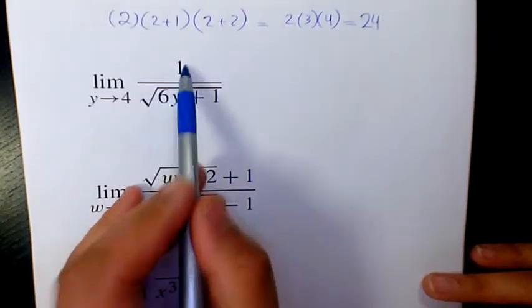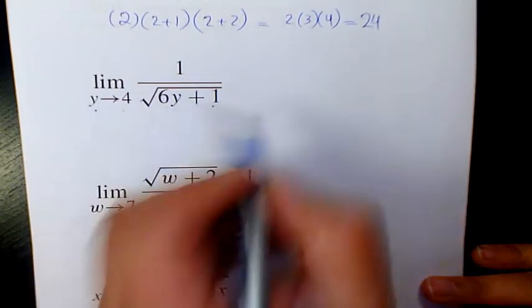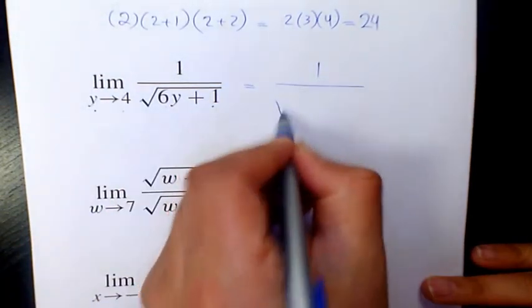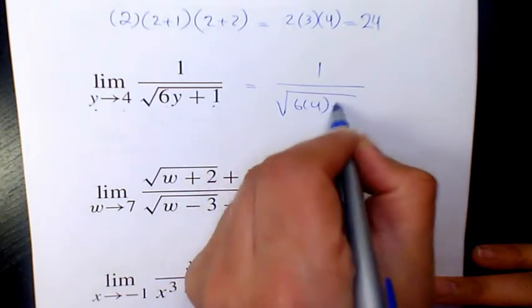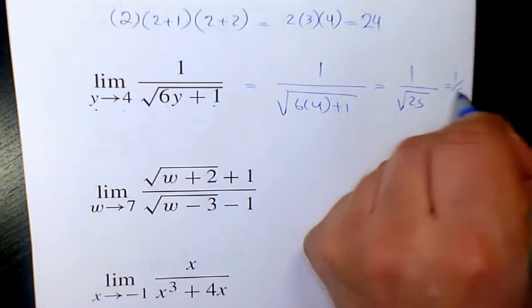Next one, limit of 1 over square root of 6y plus 1 when y approaches 4. It's going to be 1 over square root of 6 times 4 plus 1. That's going to be 1 over square root of 25, which will be 1 over 5.